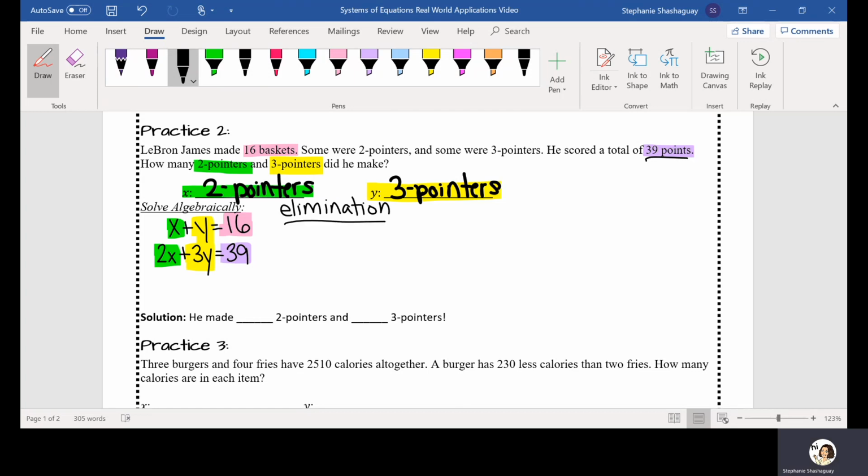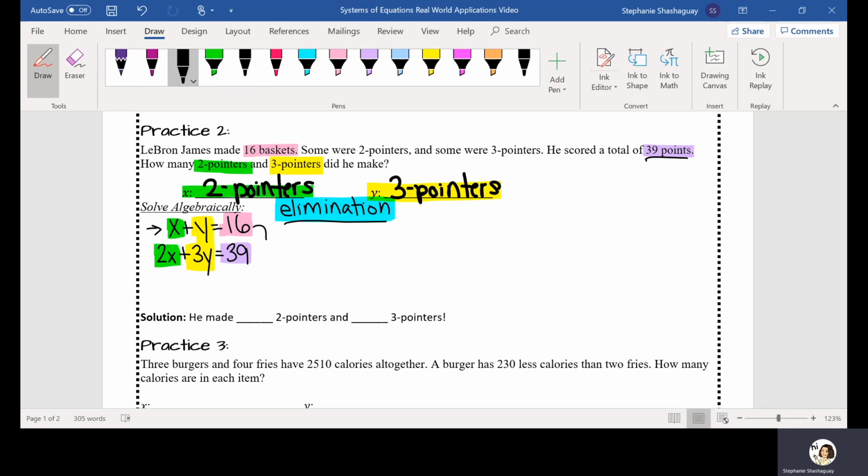Okay, now to use elimination, we need to have the same coefficient for either our X or our Y. So if we remember correctly, we need to take one of these equations, and I would recommend this one, our first equation, X plus Y equals 16. And we have to multiply that equation by a number so that we can eliminate it when we either add or subtract the second equation to it.